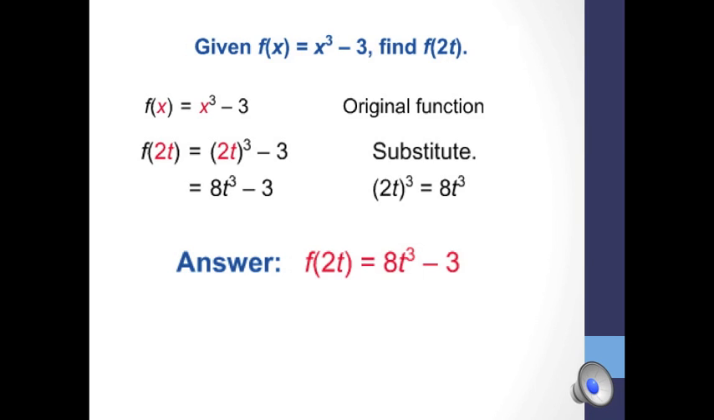Our next example is to substitute. Hopefully you notice it's 2t. If not, I have it there on the slide for you. So 2t cubed minus 3. When I work it out with PEMDAS, I end up with 8t cubed minus 3. And so the final answer is f of 2t, which is my input, gives me an output of 8t cubed minus 3. Input, output, domain, range.